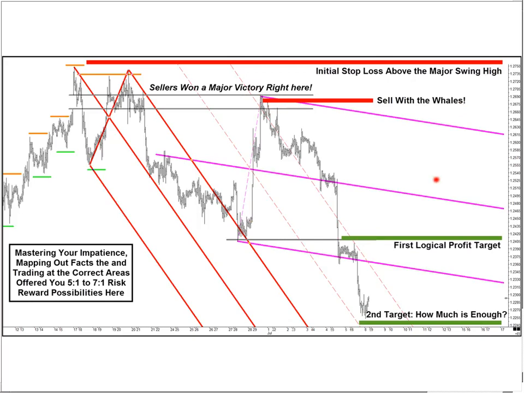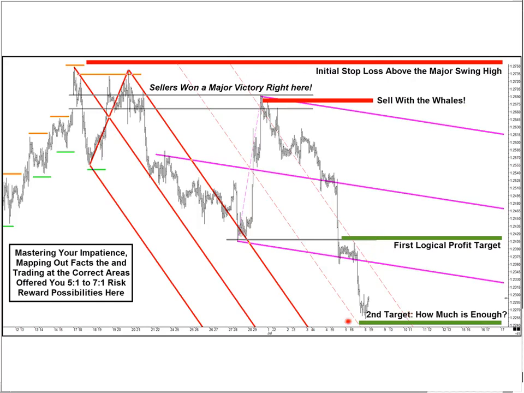But, you know, if you get this amount of money, that's a lot of money. 280 pips? Look, mastering your impatience, mapping out the facts, and just trading at the correct areas offered you between 5-to-1 and 7-to-1 risk reward here. 5-to-1.